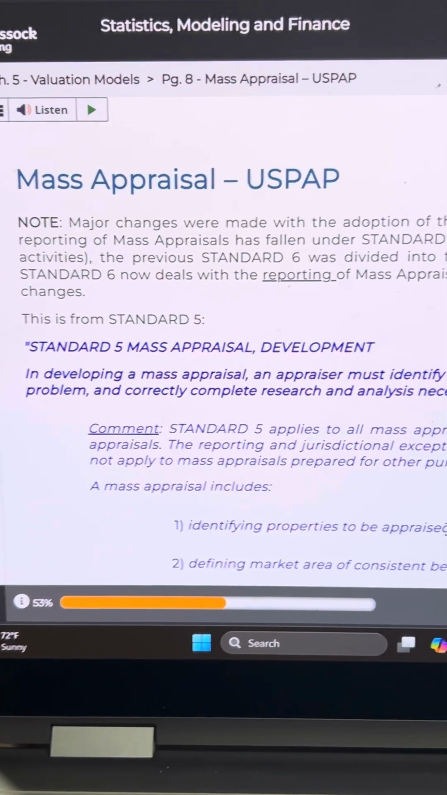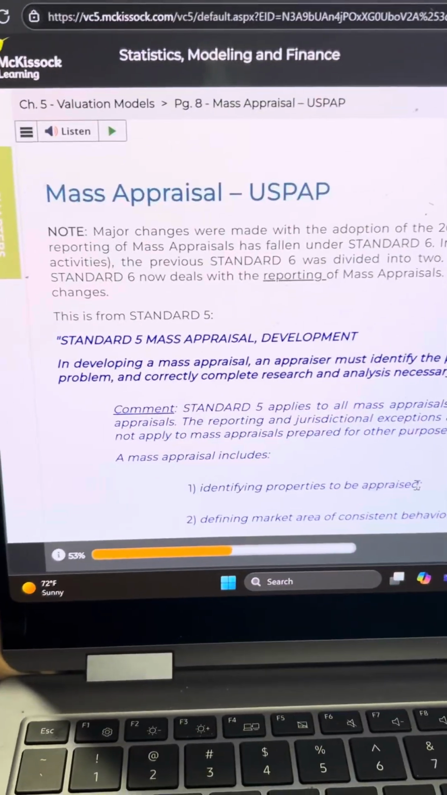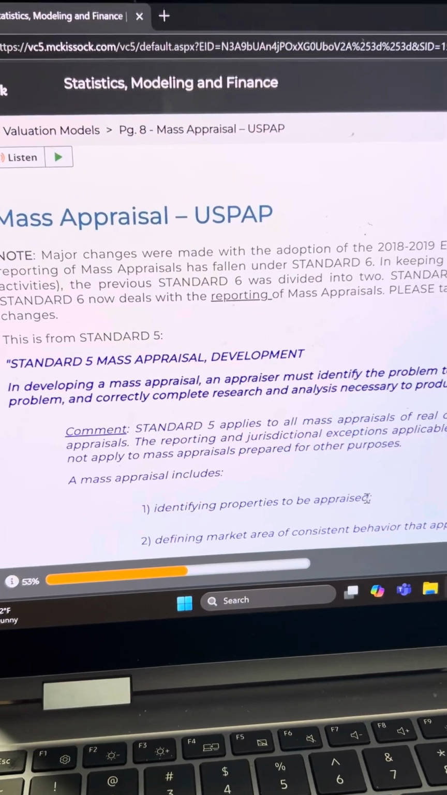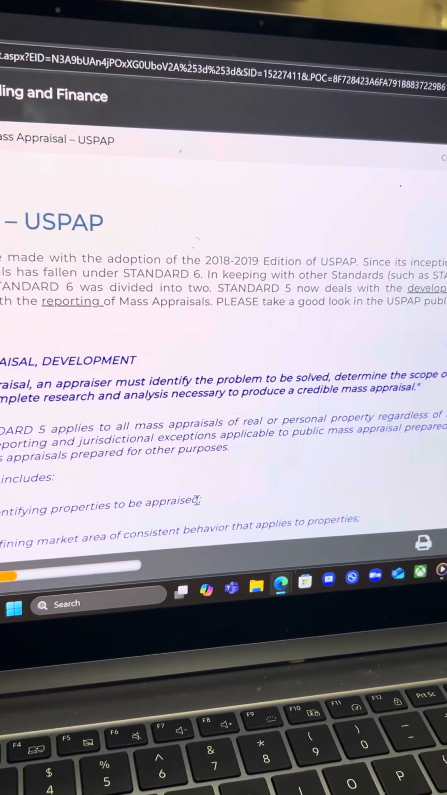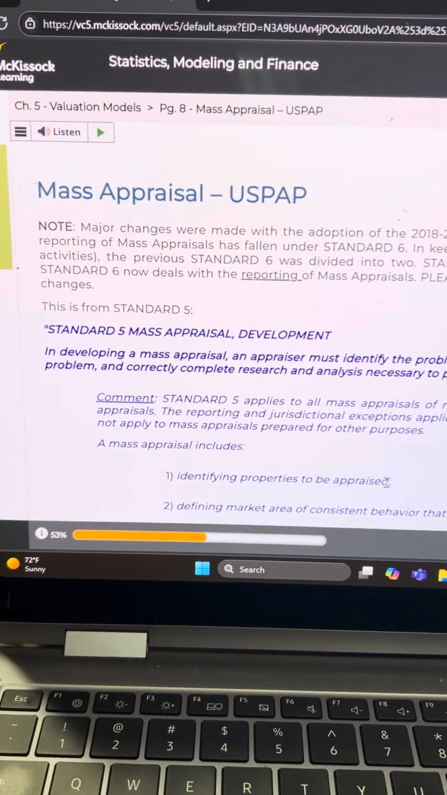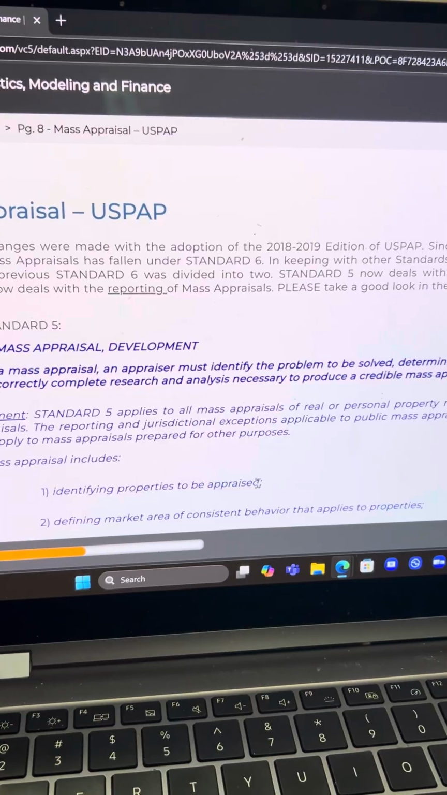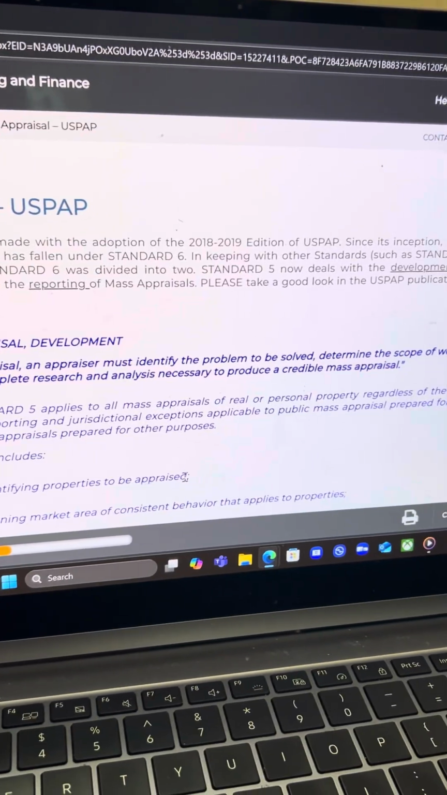This is from Standard 5. Standard 5, Mass Appraisal Development. In developing a mass appraisal, an appraiser must identify the problem to be solved, determine the scope of work necessary to solve the problem, and correctly complete research and analysis necessary to produce a credible mass appraisal.